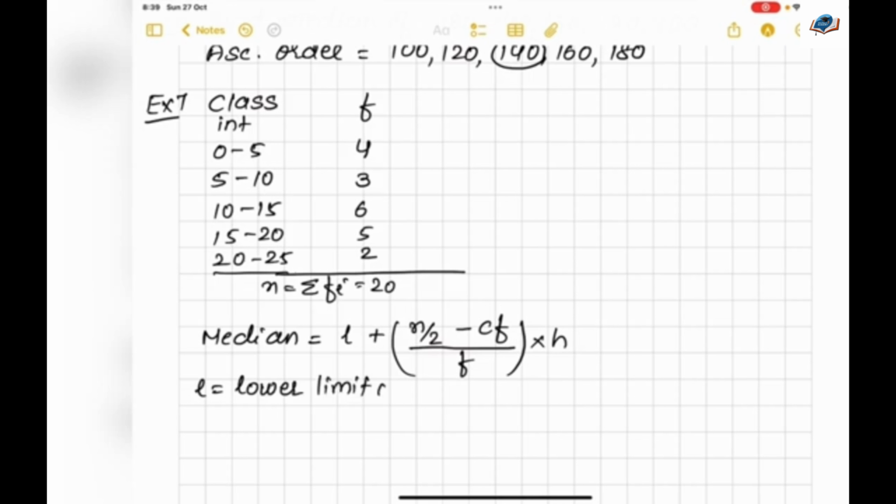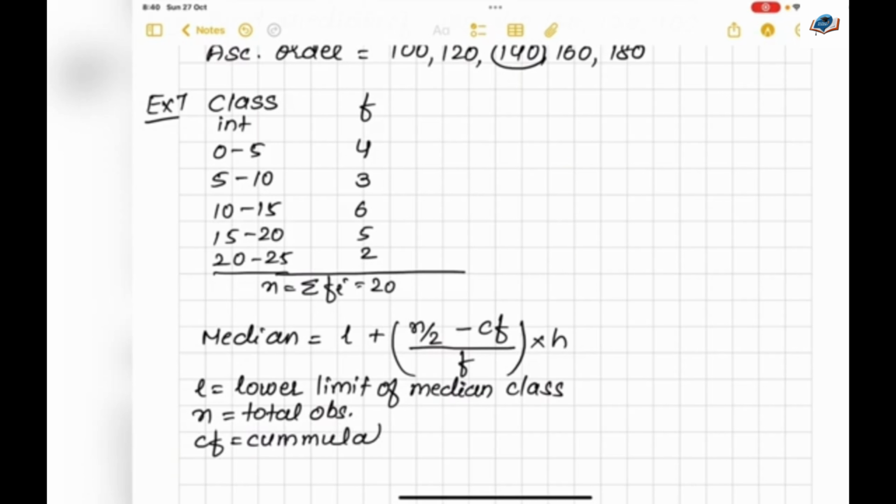Then n is the total observation, divided by 2, so that will be n by 2. Then CF is cumulative frequency. LH is the difference in class intervals.